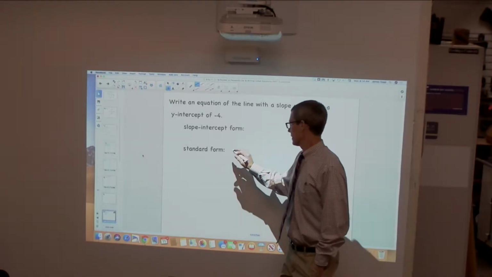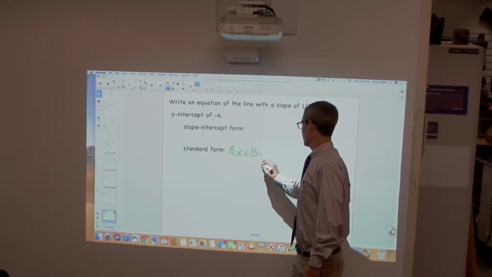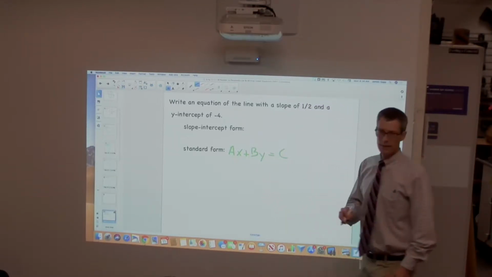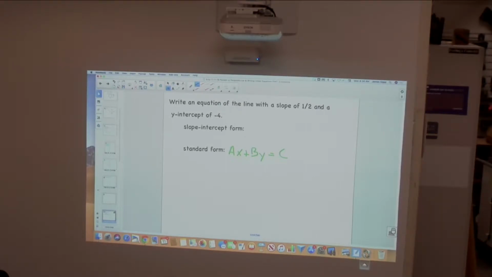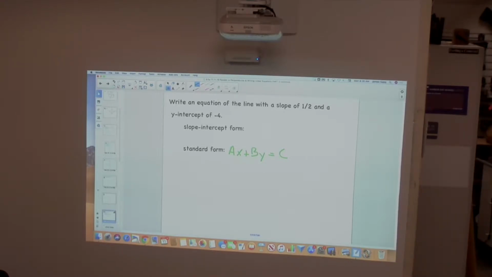And I'll give you the hint that standard form is ax plus by equals c. So you'd have x first, y second, and then the constant term last. What's the constant? Just a number, like in this case, it's going to be -4 or maybe +4, depending on when you rearrange it. A constant is just something that doesn't have the x with it or a y with it.